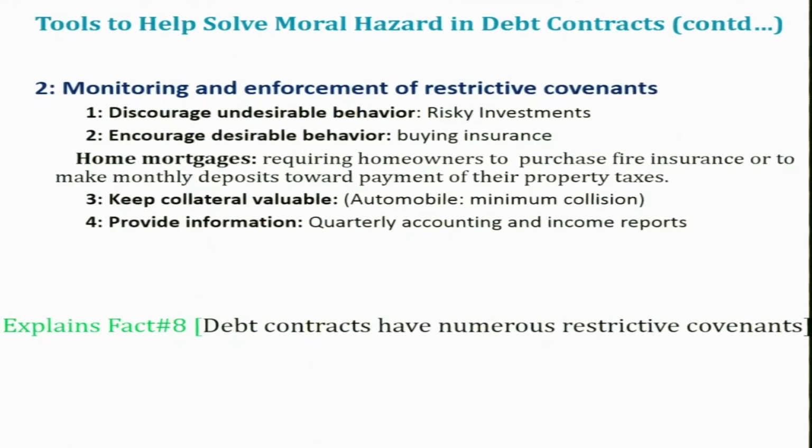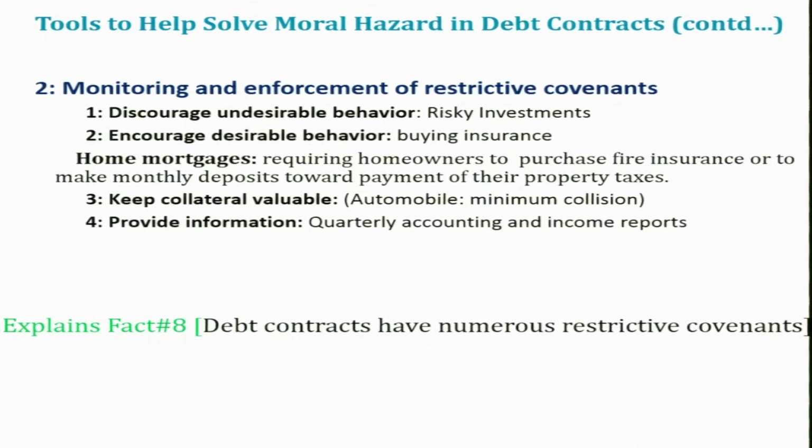And the second one is monitoring and enforcement of restrictive covenants. We have seen that debt contracts are full of restrictive covenants. There are lots of restrictive covenants. So, what is meant by covenants here? The covenants are, first, to discourage undesirable behavior.